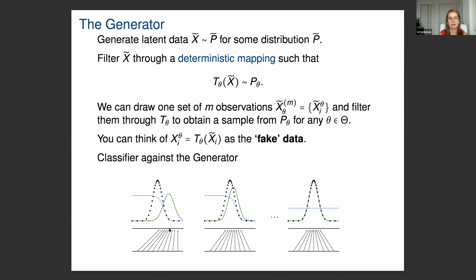If we have a parameter value which is far away, then we will obtain distributions which do not overlap, in which case there is opportunity for the discriminator to tell, assigning 1 to the areas which are more in line with the real data, and 0 to the areas which are more in line with the fake data. So this is how it works.